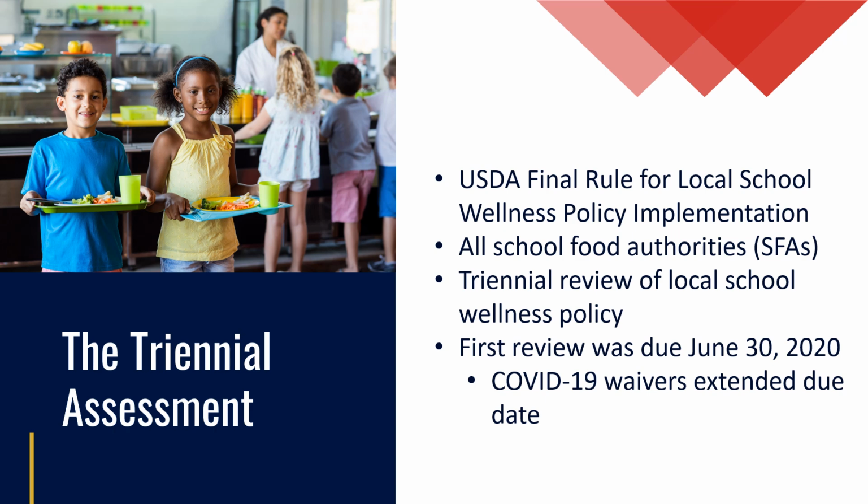The USDA's final rule for local school wellness policy implementation requires all school food authorities to complete a review of their local school wellness policy every 3 years, that is, triennially. The first triennial assessment was due June 30th, 2020, but the USDA issued waivers to extend this deadline due to the COVID-19 pandemic. This means that initial triennial assessment dates vary across several years.